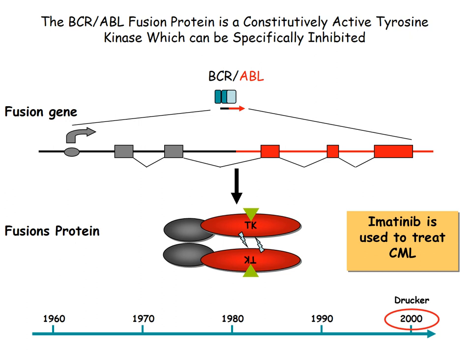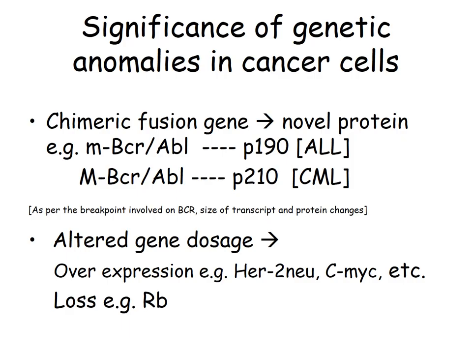So I would suggest reading these cancer related books, which give an excellent account of this field. This novel protein from the chimeric fusion gene is also of two different molecular weights. In acute lymphocytic leukemia, it is 190, and in chronic myeloid leukemia, it is 210. So there are different variants also.